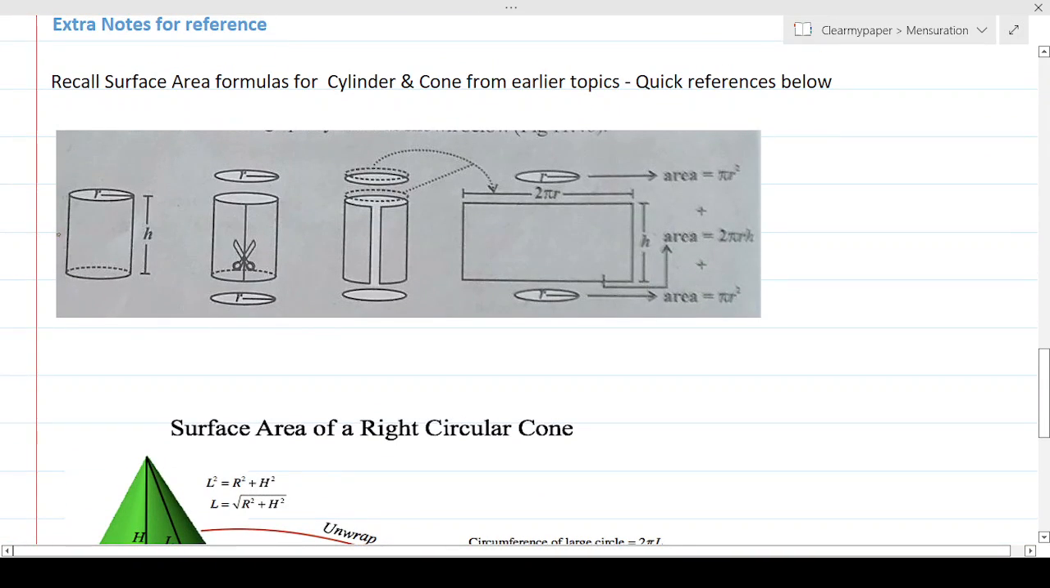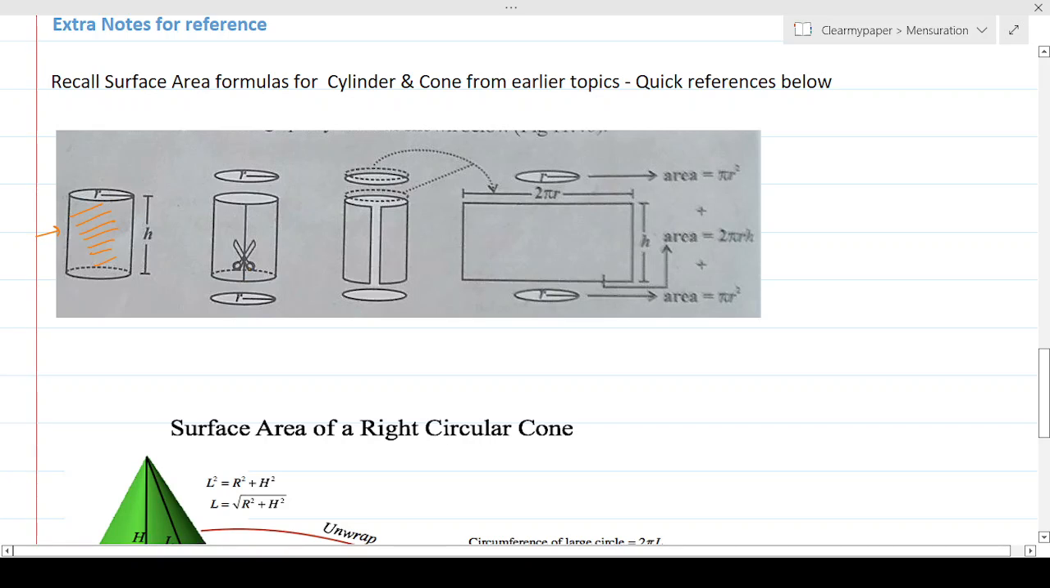If this is a cylinder, and this is what I've copied from my previous episode, so you'll get a detailed version of this in the earlier topics. But just as a quick reference for extra notes in the exam, if you don't recall the formula, assume that it's a cylinder, and every 3D shape originates from a cylinder. We can make connections to that. So take the cylinder first, and when you say lateral, we're talking about this part.